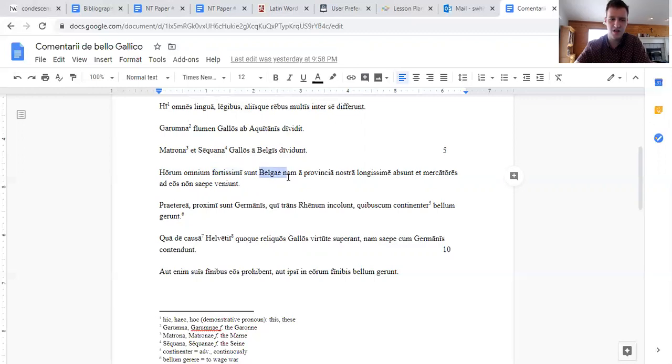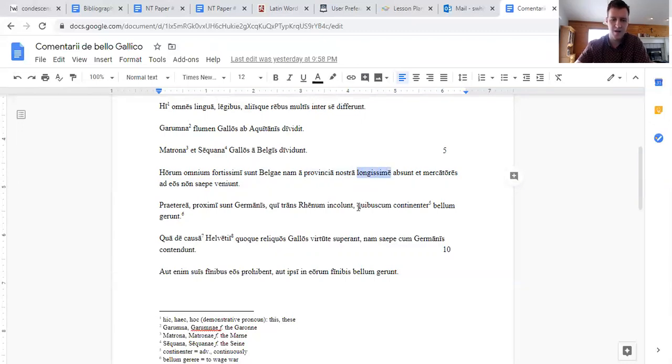The strongest are the Belgians. Nam, for, right? For or because. A provincia, away from the province, and it's provincia nostra, away from our province.